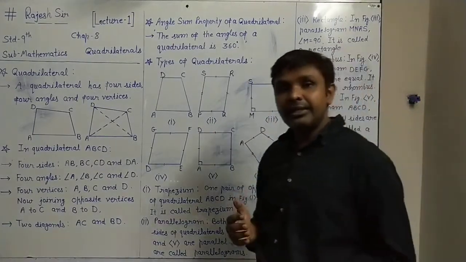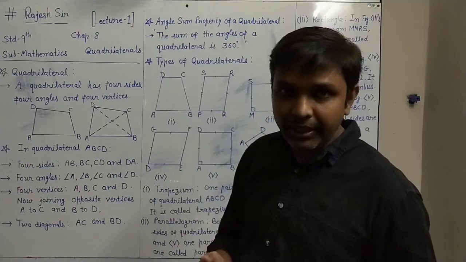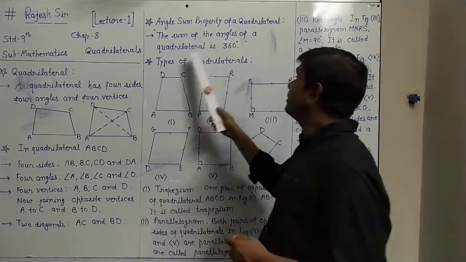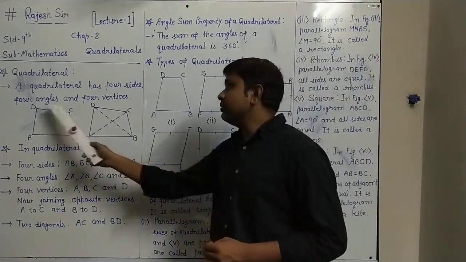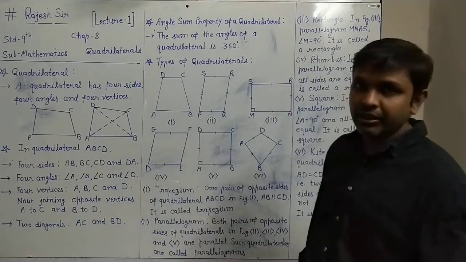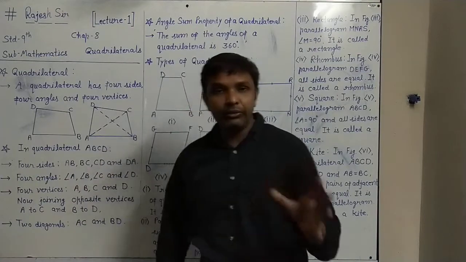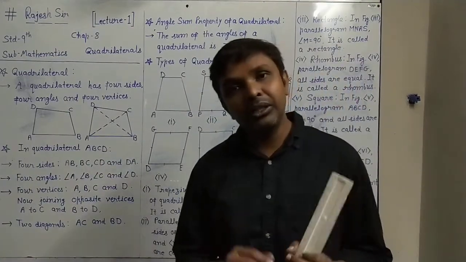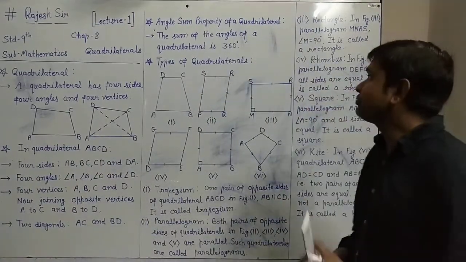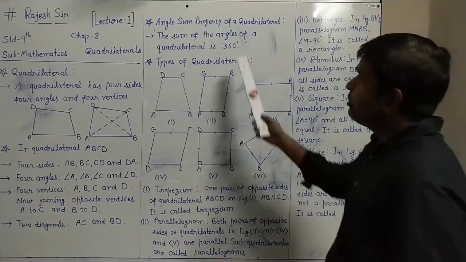For a triangle, the sum of all the 3 angles is 180, but in a quadrilateral, the sum of all the 4 angles will be 360 degrees. That is angle A plus angle B plus angle C plus angle D. If you add, all the 4 angles sum will be 360 degrees. That you have to remember. This is called the angle sum property.